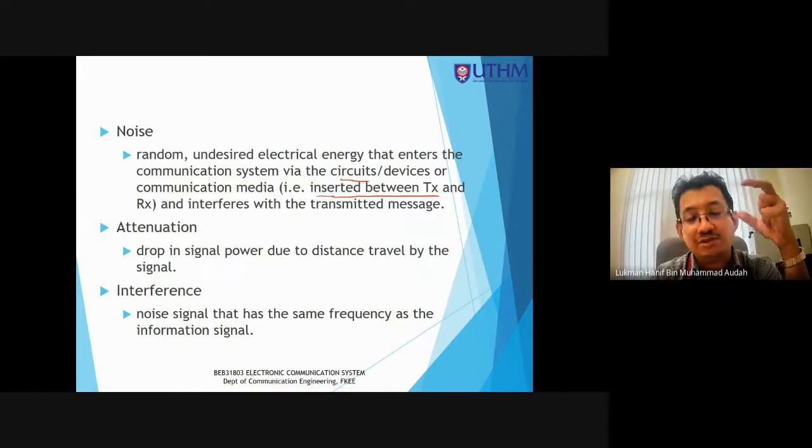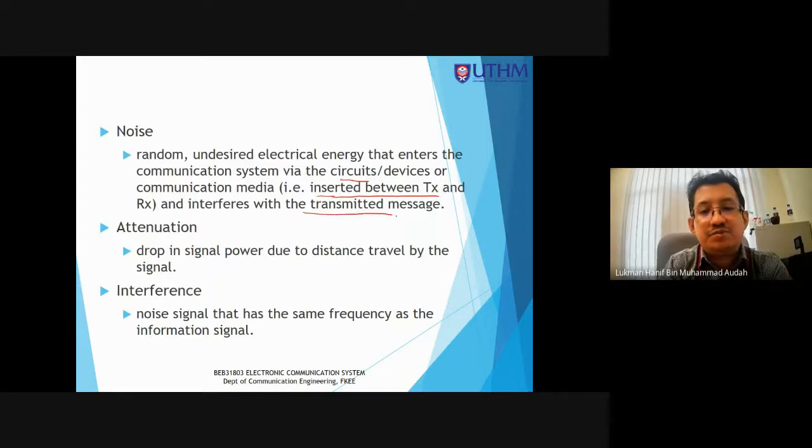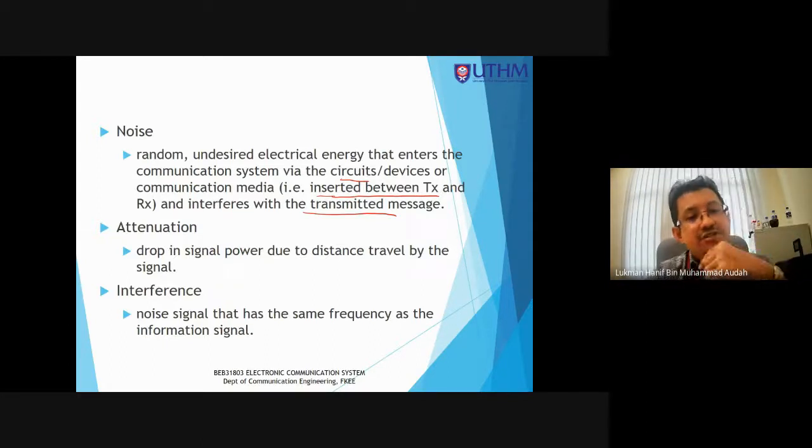Dia boleh wujud dalam sistem atau dalam channel. And interferes with the transmitted message. This is the noise. What about attenuation? Attenuation is a drop in signal power due to the distance traveled by the signal. Lagi jauh distance, lagi tinggi nilai attenuation. Semakin melemah, semakin banyak.